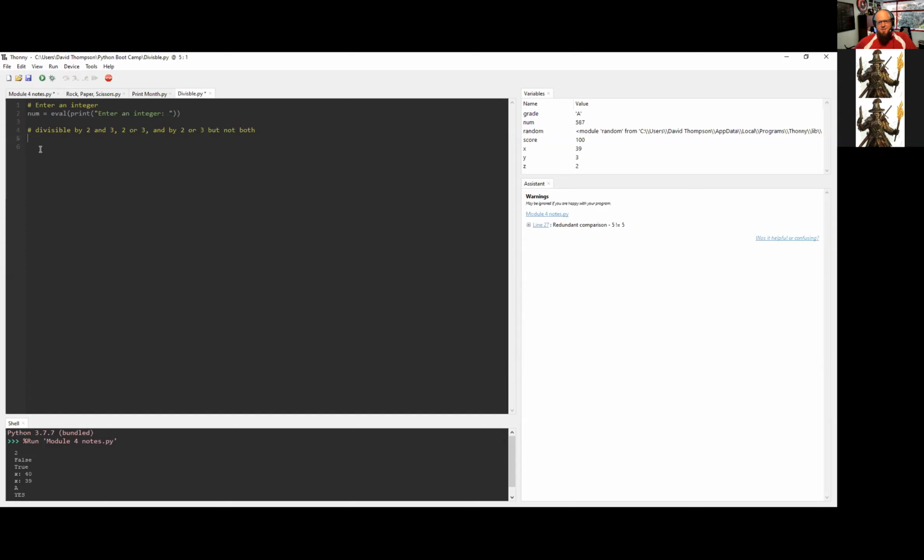Exactly. All right, so we have to enter an integer, and we have to check if it's divisible by 2 and 3, 2 or 3, and by 2 or 3, but not both, correct? That is correct, with three individual long if statements. I'm not trying to make it too fancy. The whole purpose is to practice the Boolean operators. So just three individual if statements with Boolean expressions and using the logical operators.